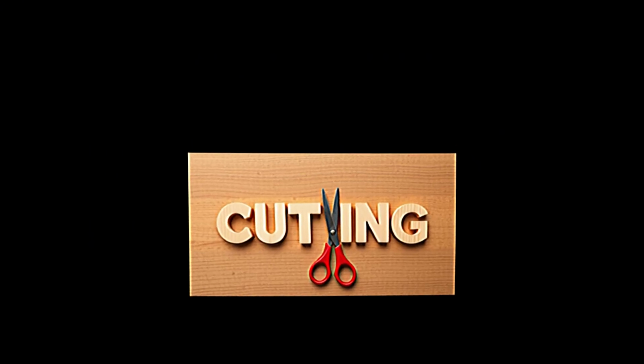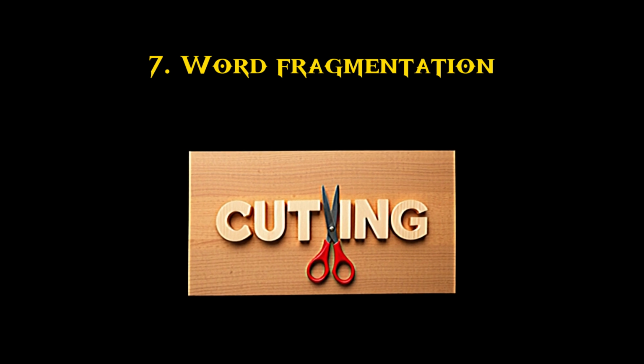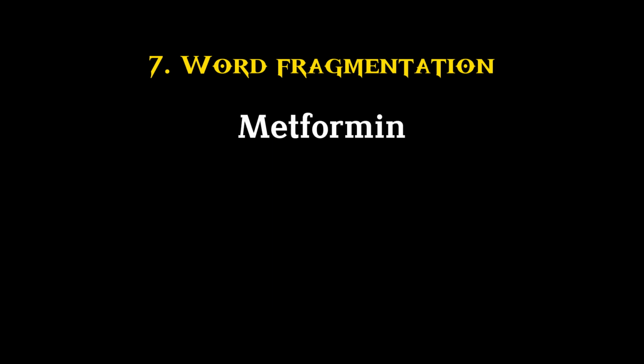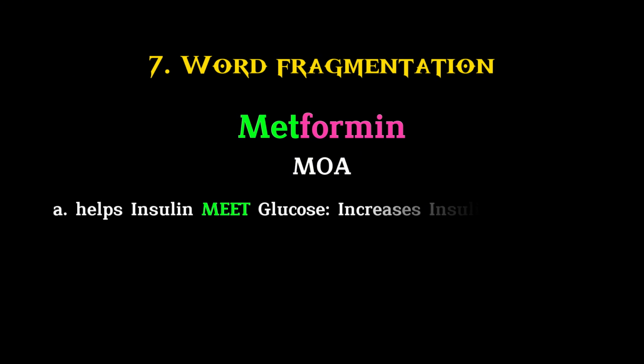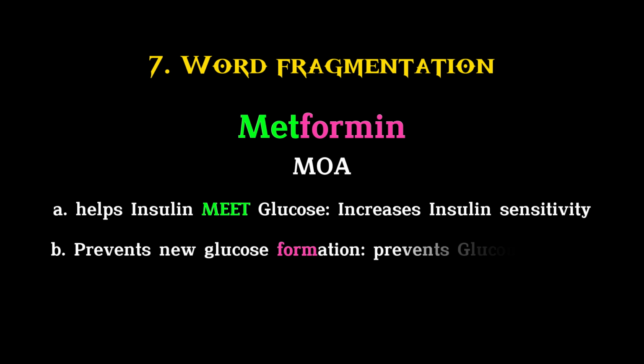The next method of creating a mnemonic is word fragmentation. For example, divide metformin into two fragments, met and formin. Now, use these two fragments to remember the mechanism of action of metformin. Met is the past form of meet, so met should remind of: metformin helps insulin meet glucose. That is, metformin increases insulin sensitivity. The second part, formin, means formation. Metformin prevents new glucose formation. That is, it prevents gluconeogenesis.